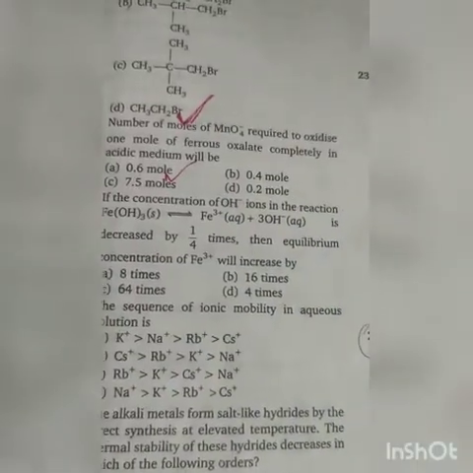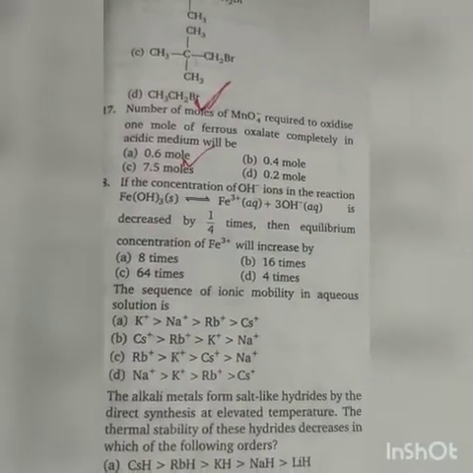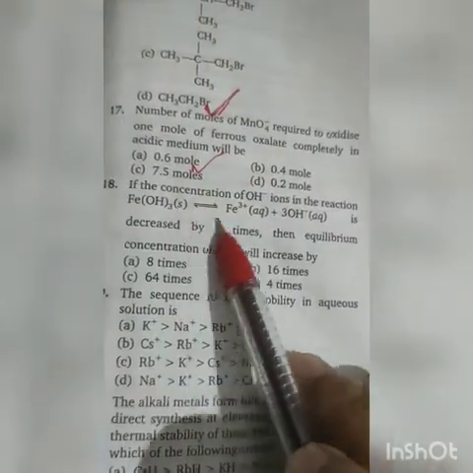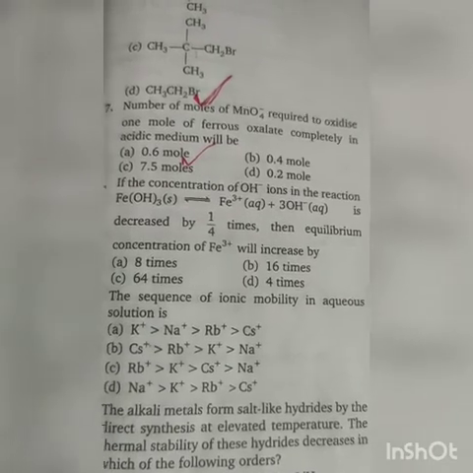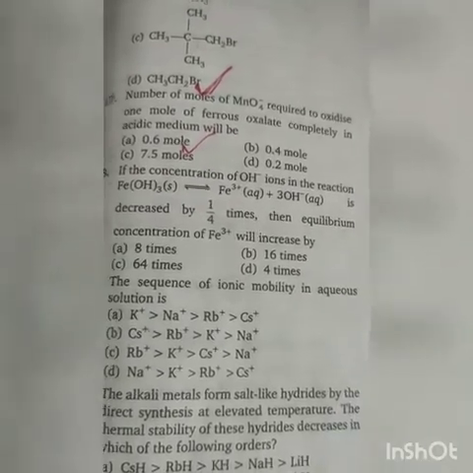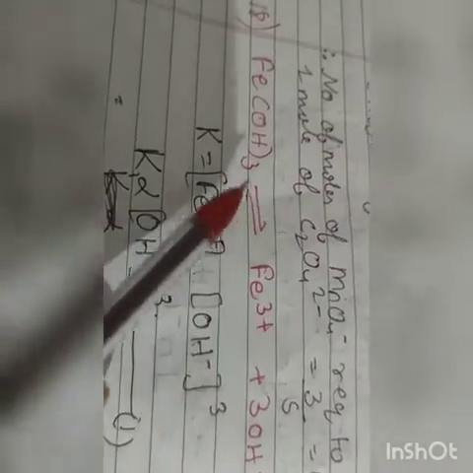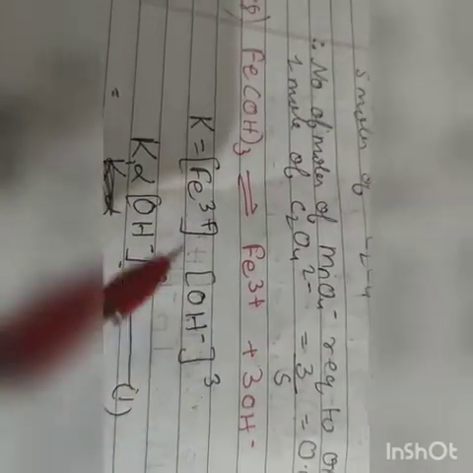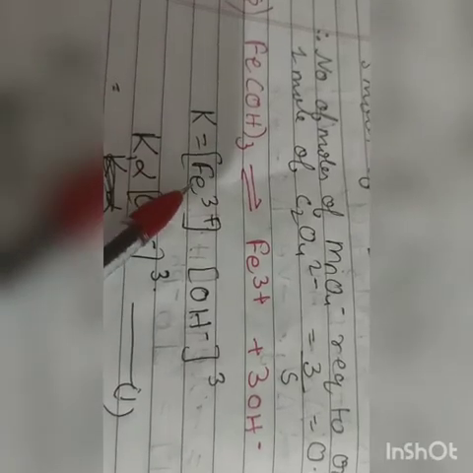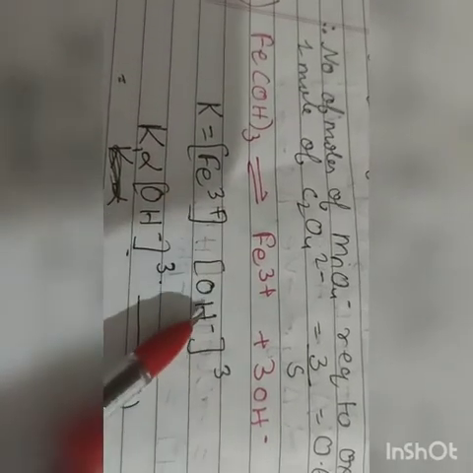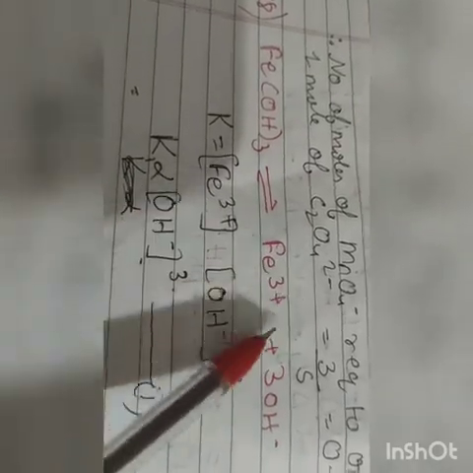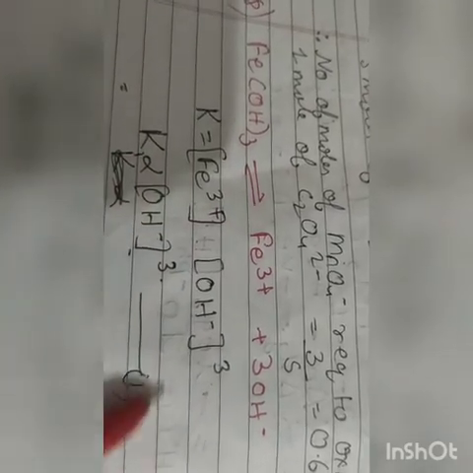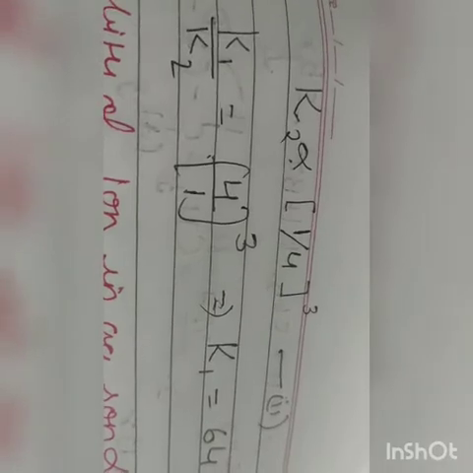Question number 18. If the concentration of OH minus ions in the reaction, so this is the reaction, is decreased by 1/4 times, then the equilibrium concentration of Fe3 plus will increase by. So here first we will write the equation. Now we know that the value of K is equal to Fe3 plus times OH minus whole cubed. So as the power 3 is here, K will be directly proportional to OH to the power 3.